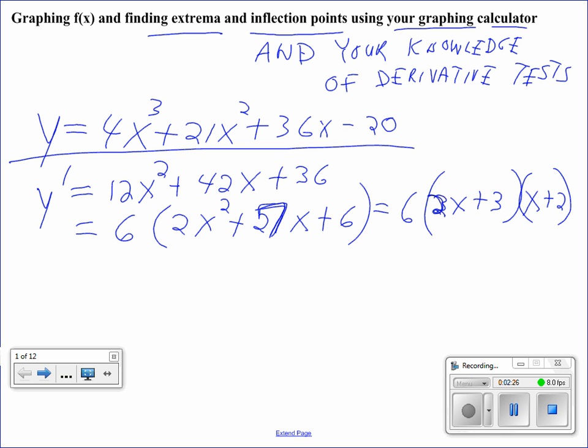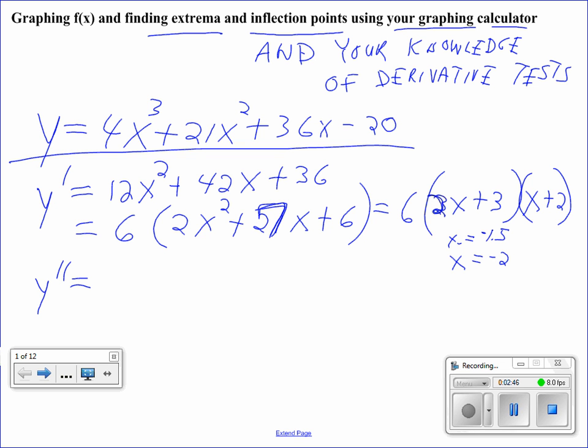So I see my zeros are at x equals minus 1.5 and at x equals minus 2. Anyway, let's look at the second derivative then.